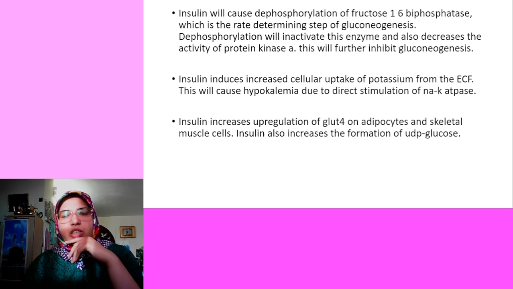Insulin increases upregulation of GLUT4 on the adipocytes and skeletal muscle cells. Insulin also increases the formation of UDP glucose.